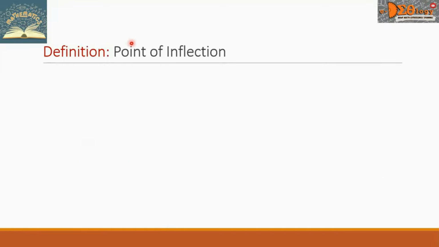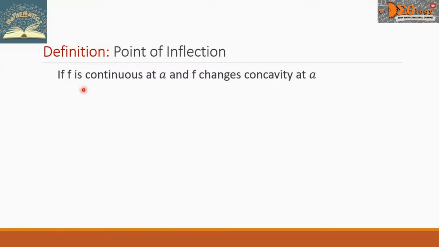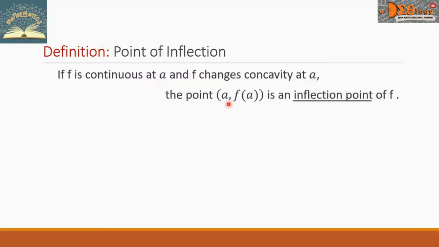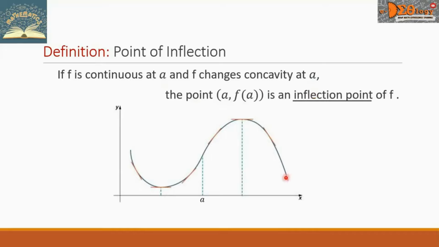Let us now define point of inflection. If the function f is continuous at the point A and f changes concavity at the point A, the point A, f of A is an inflection point of the function f. Here I have a graph, and on this graph we have 6 tangent lines. This is the first, second, third, fourth, fifth, and sixth.